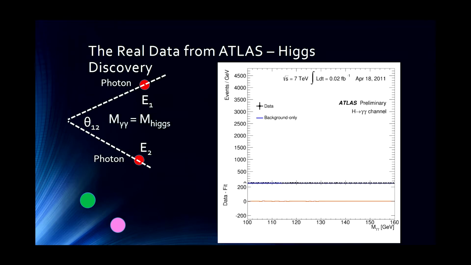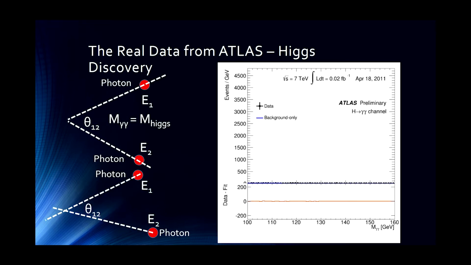And so that would give you, the jargon that we use is the gamma-gamma mass, namely the mass of the two photons. In this case, it would be equal to the mass of the Higgs. If, on the other hand, they came from two different particles, so this one became a photon, this other one became a photon, you would do the same calculation, energy and the angle between them, but now when you do the calculation of the two photons, it's not the Higgs mass, it's something else, sort of random.